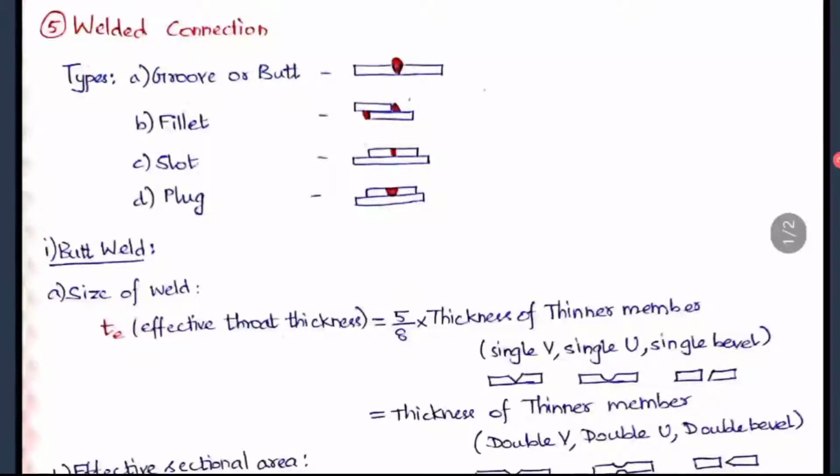As we saw in the previous connections, many specifications, and at last the design strength of that weld or connection. Similarly we will be seeing this for the welded connection also, but here we will see in detail the groove, that is the butt connection, and the fillet weld. For both of these we will see in detail, and for slot and plug it is general information only.